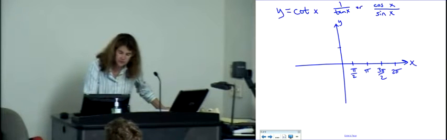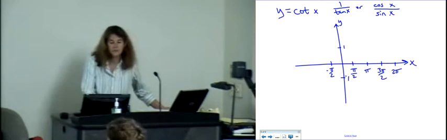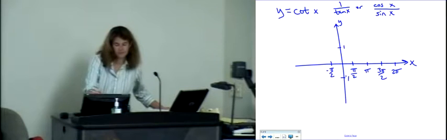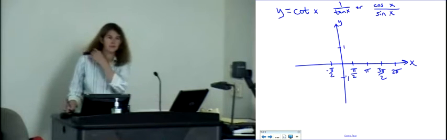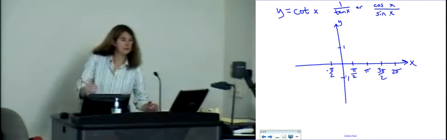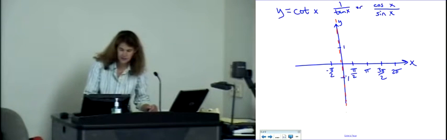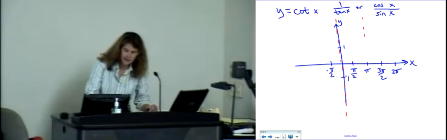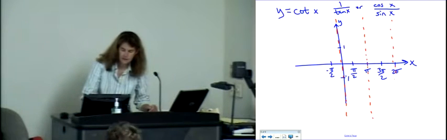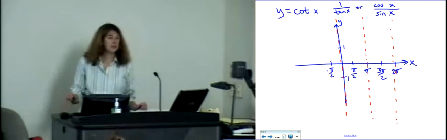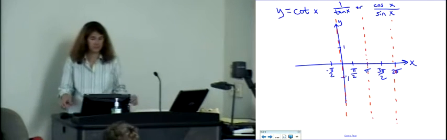We're getting lots of practice drawing graphs here, drawing coordinate systems. All right, so the tangent went through the origin. At the origin, the cotangent is undefined. At pi, the cotangent is undefined. Undefined at 2 pi, because the tangent was 0 at all those places.